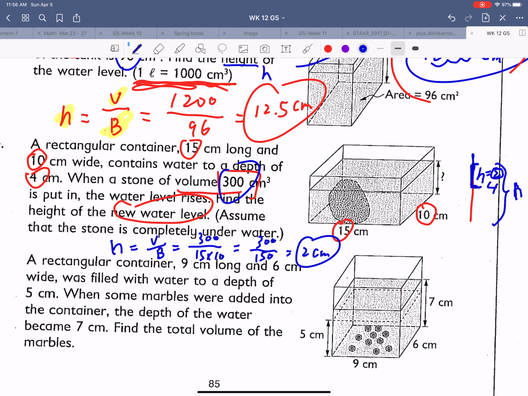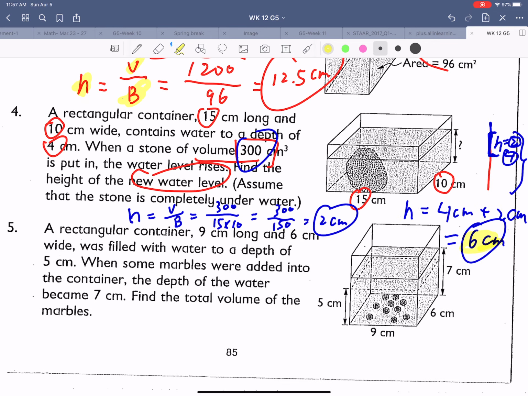So the new height is 2 plus the original 4. The new height is the original 4 centimeters plus the 2 centimeters, because the stone adds 2 more centimeters of height. So the answer is 6 centimeters. Okay, the final answer, the new height of the water is 6 centimeters. That's number 4.